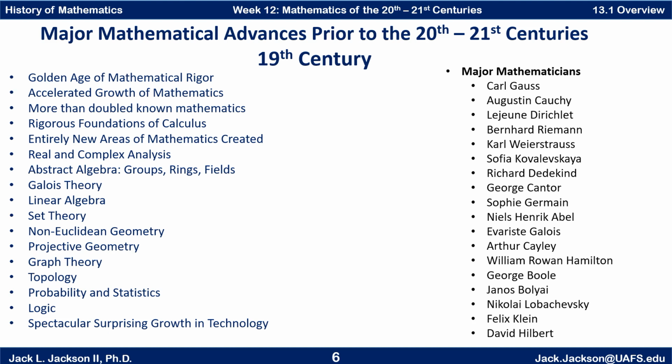And now the mathematicians start to look at things more abstractly and trying to be more conscious of the foundations of things. Projective geometry, graph theory, topology, probability, statistics, logic, and a spectacular rising growth in technology happened during the 19th century. If you start at the beginning of the 19th century, many things were not. At the end of the 18th century, about 1800, a lot of life was very much like it was a millennia before.